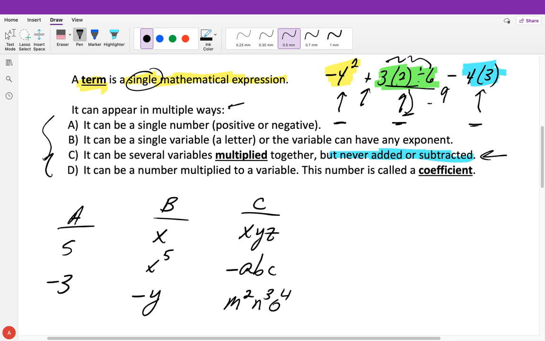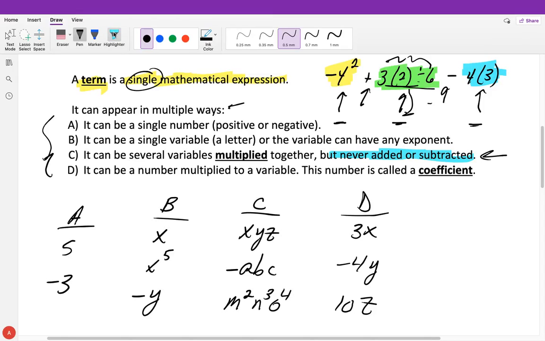And then, as I already kind of wrote with the negatives, for D, we can have a number in front of that variable as well. We can have 3x, we can have negative 4y, we can have 10z. All of these are considered terms as well. And when we write 3x like this, it's actually 3 times x, or negative 4 times y, or 10 times z.